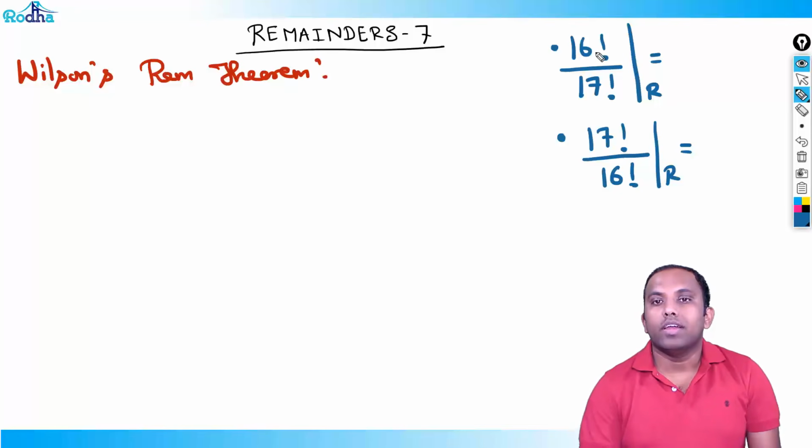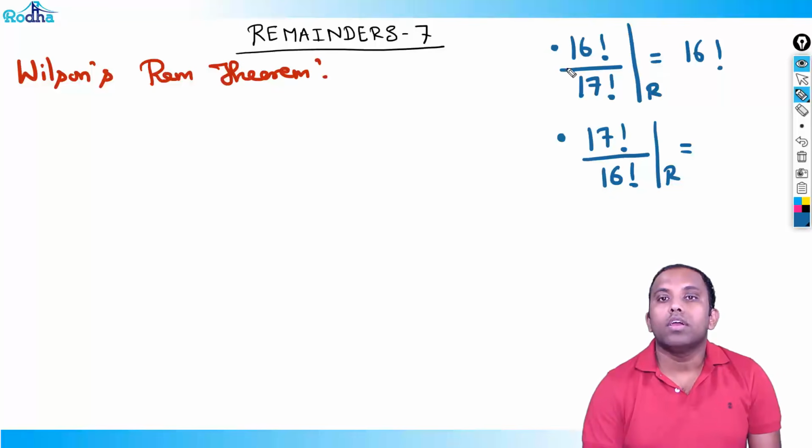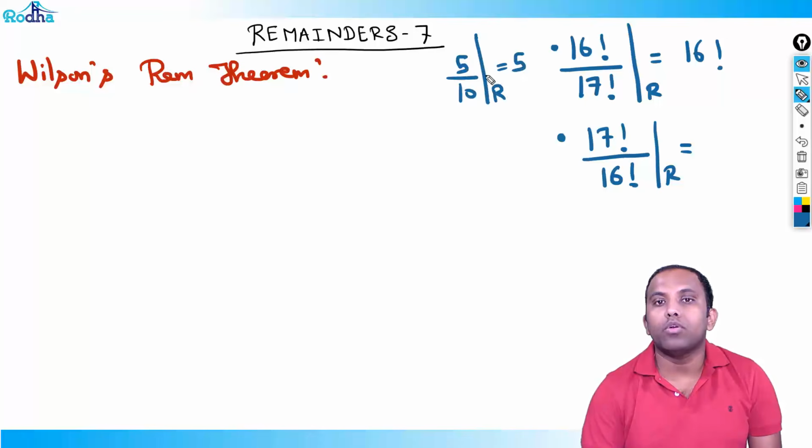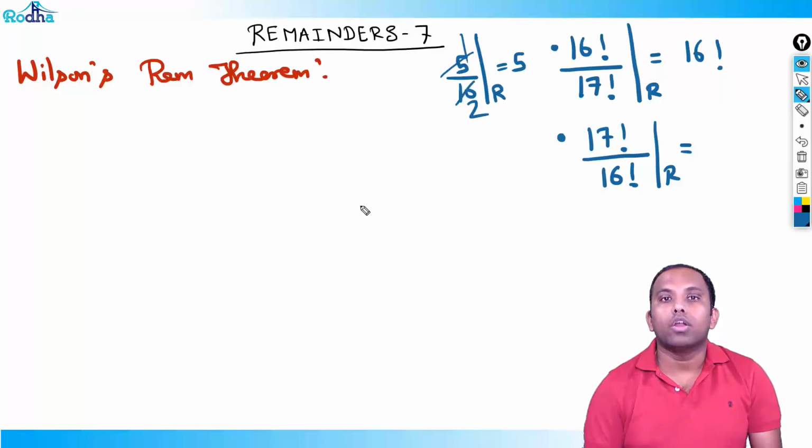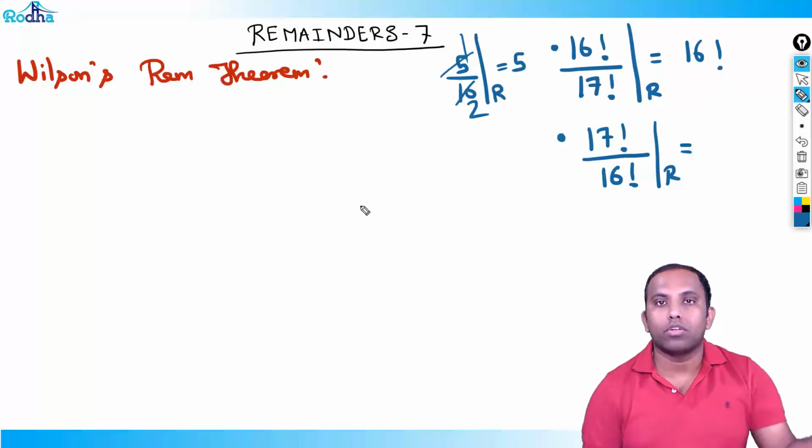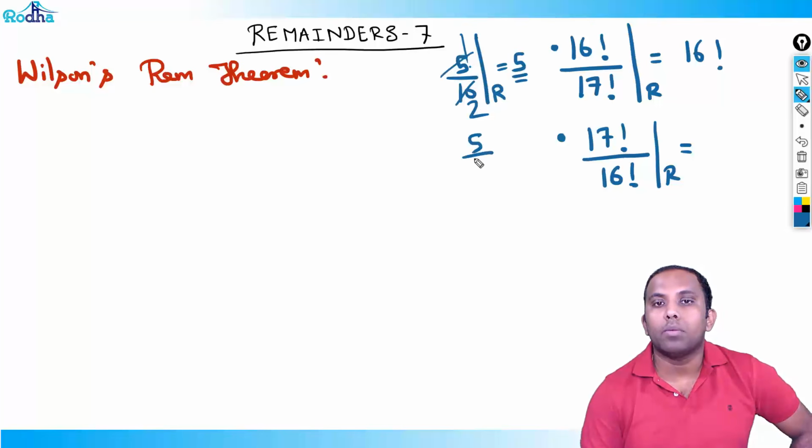See, in this case, the remainder is the whole 16 factorial, because when the numerator is less than the denominator, suppose it was 16 by 17, or suppose it was 5 by 10, what is the remainder when 5 is divided by 10? The remainder is 5 only. We don't cancel 1 by 2. I've discussed this concept. We don't cancel, or if we cancel, we multiply by the cancellation factor also. So 5 by 10, remainder is 5 only.